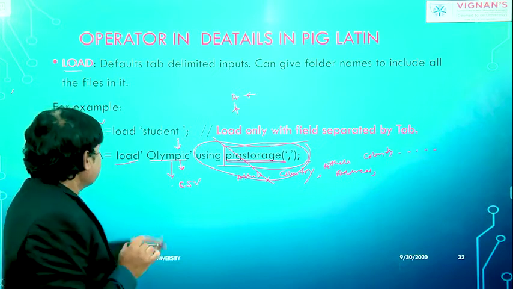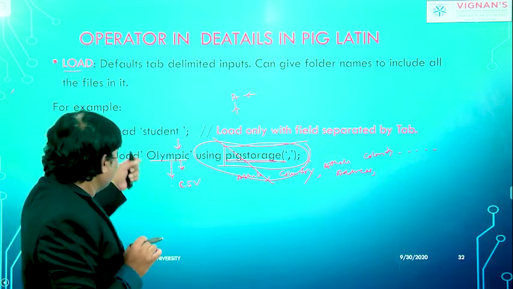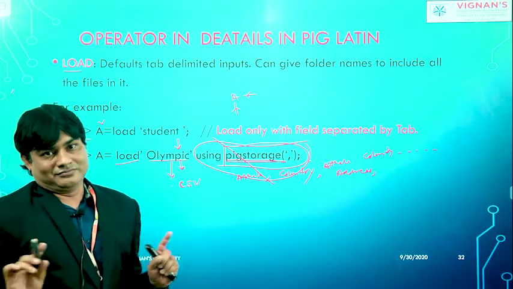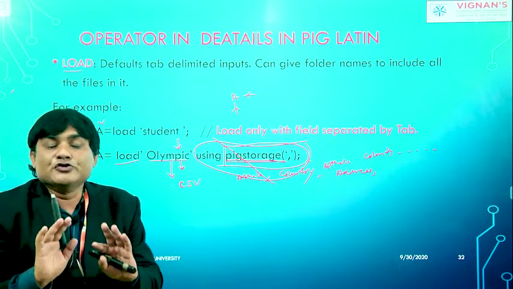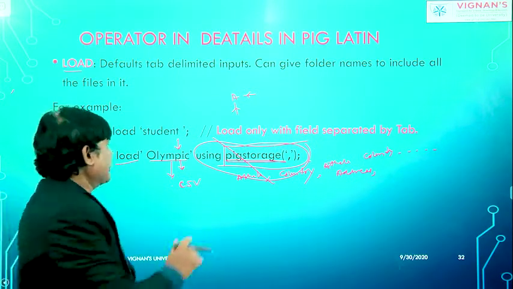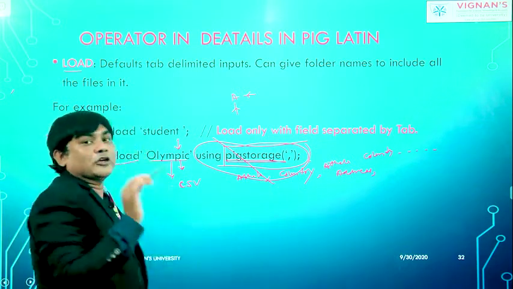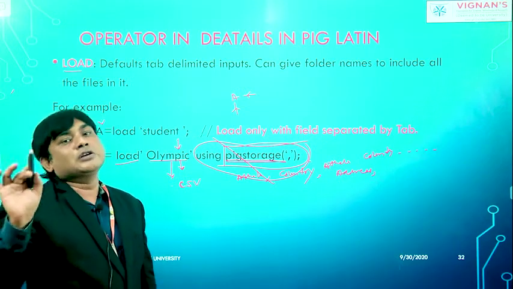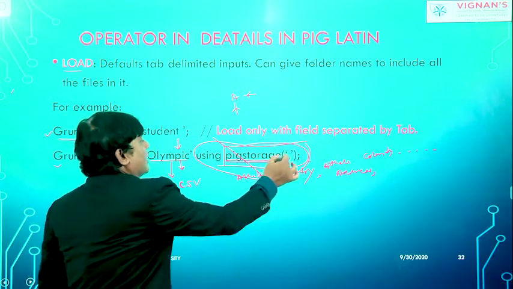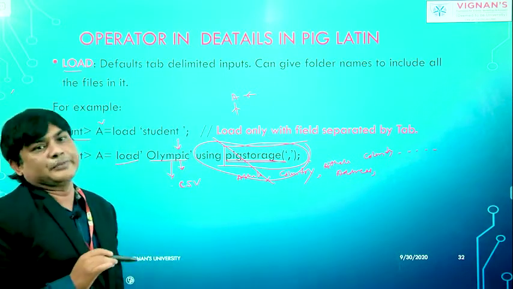It means that this Olympic file has data, and all the fields of the data are separated by tab only. The comma is not being used if you are not using this one. But if you use this one, it means we are going to separate the fields by using the comma. For that you have to specify PigStorage, and then give the comma and semicolon. This is the difference between these two statements, right?